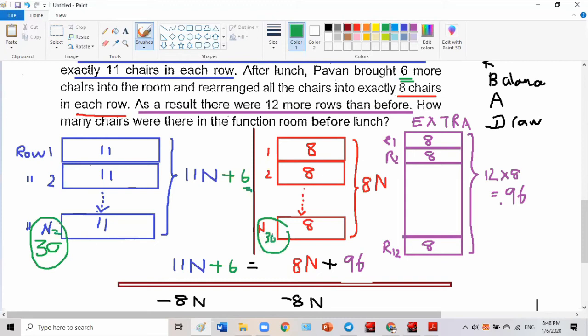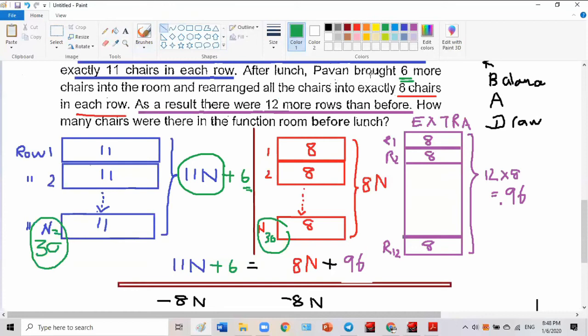How many chairs were there in the function room before lunch? Before lunch, what happened first? After lunch, she brought 6 chairs. That means they just want 11 times 33 only. Don't add the 6 here, because after lunch is when they bring 6 chairs.